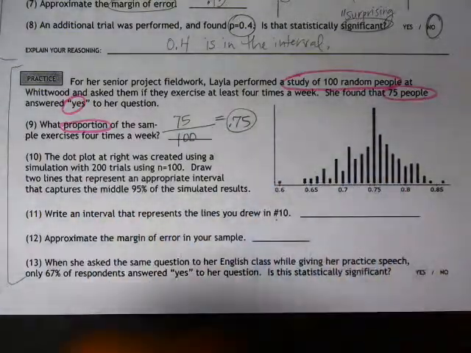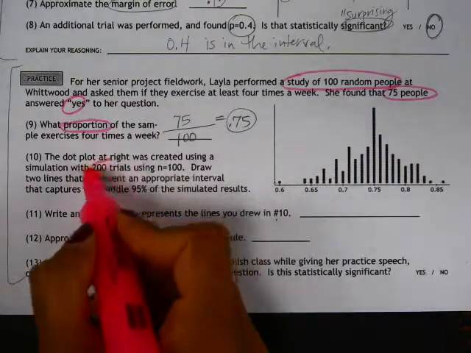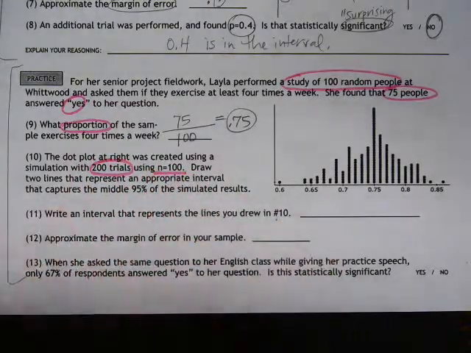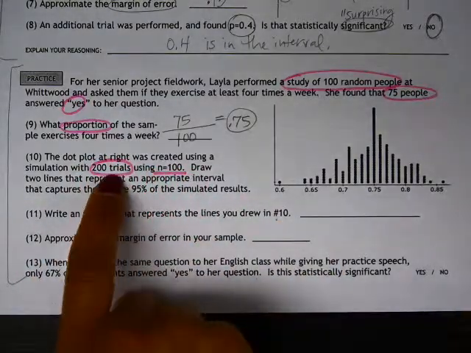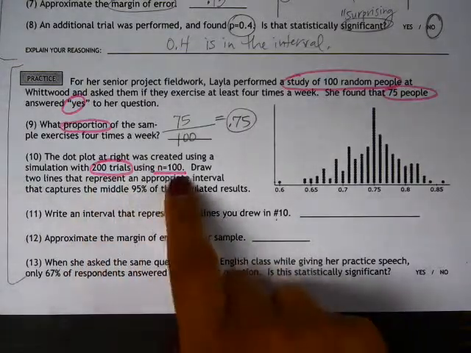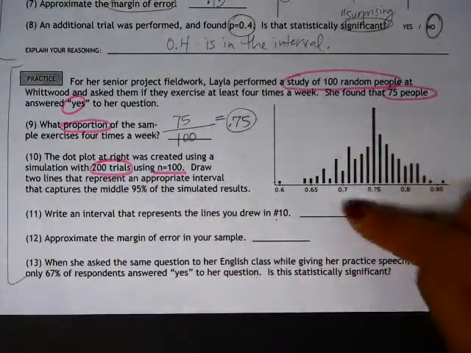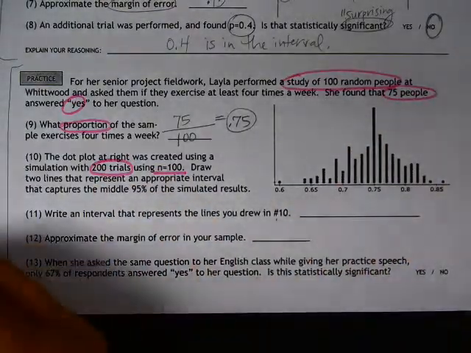So this dot plot, it says, was created using 200 trials with n equal to 100. 200 trials means this person went out there 200 times, and each time they asked 100 people this question. So that means this data represents all 200 times that she did the survey.